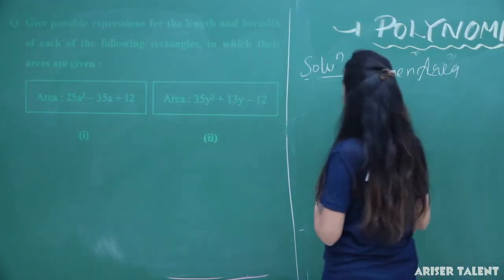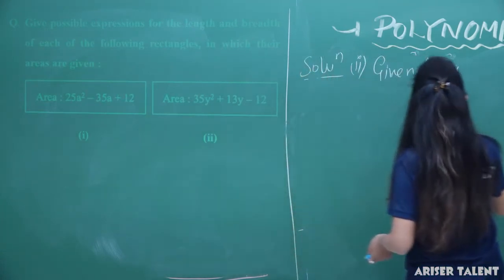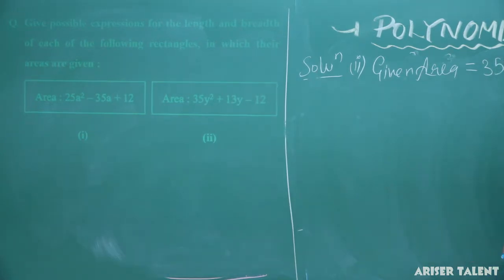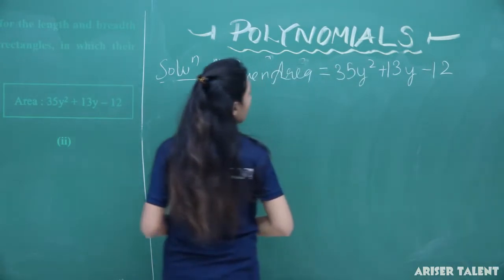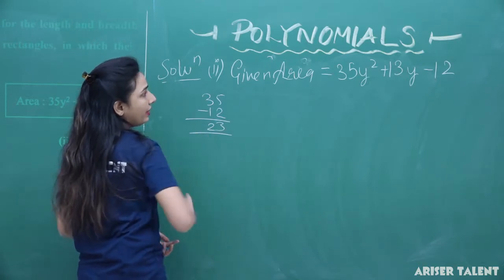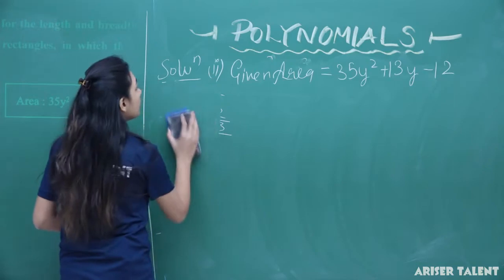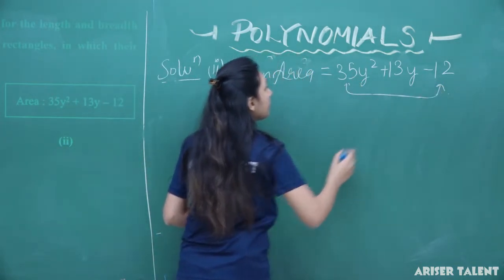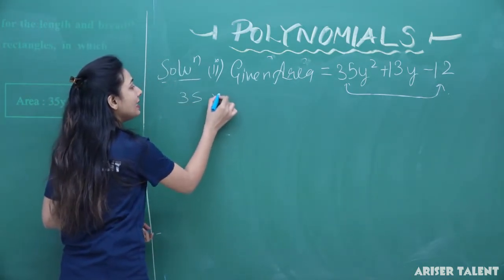Right. So we are having this second given thing as area, given area again 35y square plus 13y minus 12. Now, 35 minus 12 is 23, right? So it is not worth it. Now, what will we do? We will have this 35 and 12 here, right? So 35 multiplied by 12.